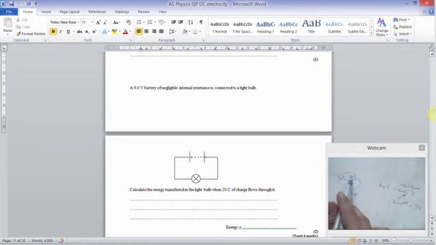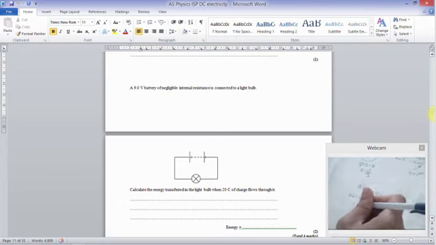Energy is voltage times charge, so that's potential difference times charge, a rearrangement of the equation from above. That's going to be 9 times 20, which is 180. Let's confirm that one. So we've got everything up to 3 marked up.